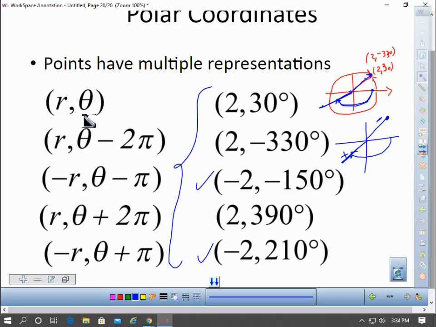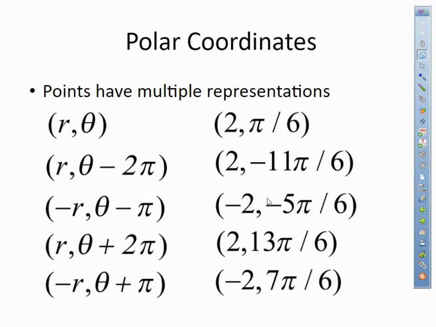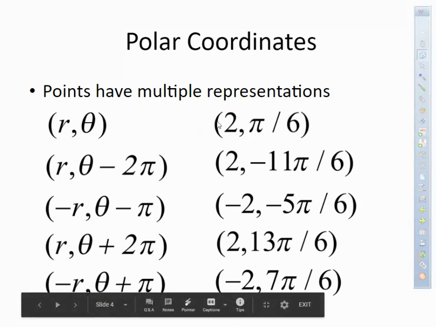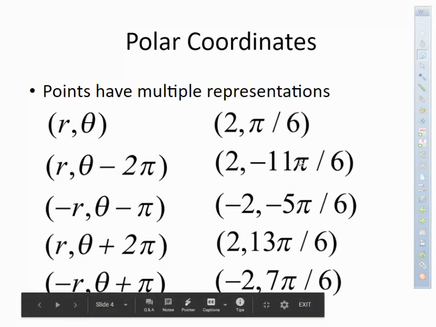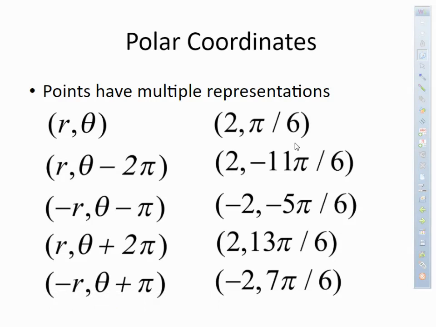Okay. And then here's what it is in radians. You can go your angle minus 2 pi, your angle minus pi, or your angle plus 2 pi. So these are the different orientations. Now, I did this in degrees here, but I want to show you these are the exact same points that I just did, 2, 30, just written in radians. So 2, pi over 6, and 2, negative 11 pi over 6, that's your negative 330. Remember pi over 6 is 30, and then 30 times 11 is 330. Pi over 6 is 30, times negative 5 would be negative 150. So these are the exact same ordered pairs, I just wrote them in radians.